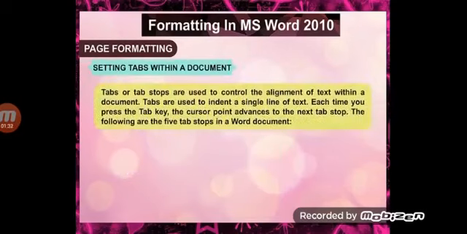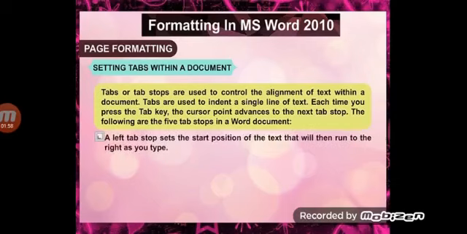Now, setting tabs within a document. Tabs or tab stops are used to control the alignment of text within a document. Tabs are used to indent a single line of text. Each time you press the Tab key, the cursor advances to the next tab stop. The following are the 5 tab stops in a Word document.